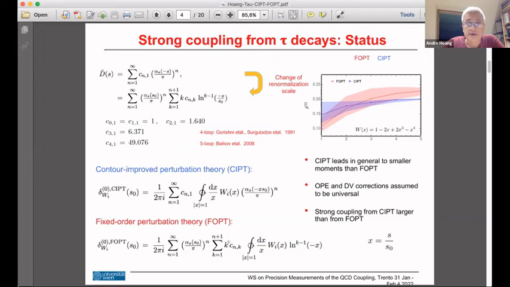And the problem I want to discuss is that you can see in this picture the kinematic moment. This is what enters the measurement, the calculations and predictions for R tau. These bands are the error bands from scale variation, which is between 1/2 m tau and 2 times m tau. This is the usual thing. And we see that FOPT gives large uncertainties, but is systematically higher, and CIPT is systematically lower, right?